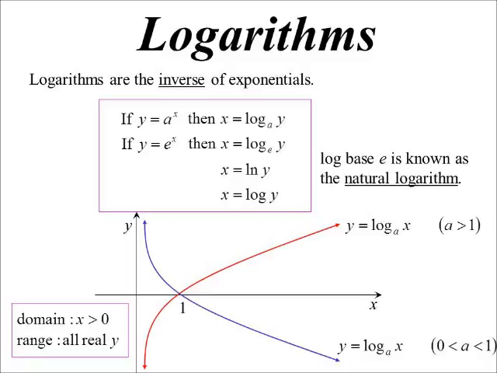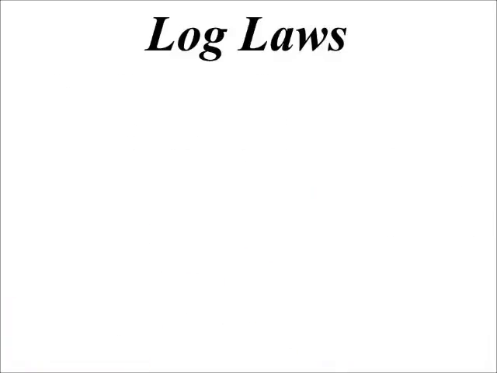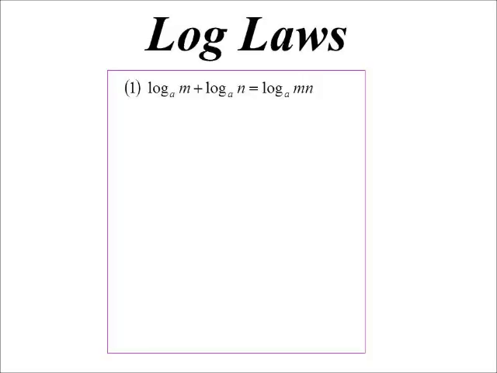Let's have a look at the log laws. As I say, logarithms are the opposite of indices, so you find your log laws are like the backwards of the index laws. We have an index law that says when we multiply, we add the powers. So with our logarithms, when we add them, we multiply. And remember, m and n are not the powers. So it's not true to say we add the powers, but when we add the logs, we multiply. So log m plus log n equals log mn.